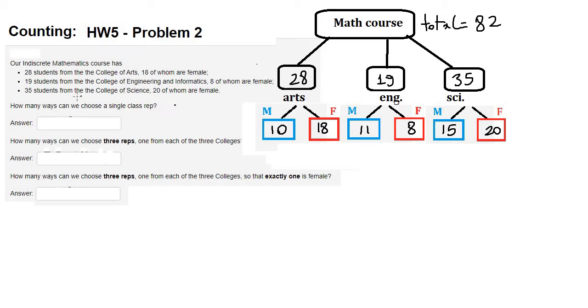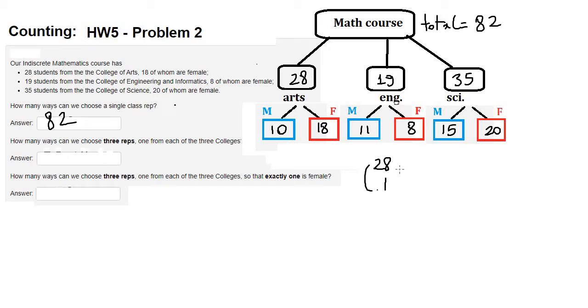Problem number 2. In our discrete mathematics course, there are 28 students from College of Arts, 19 students from the College of Engineering, and 35 students from the College of Science. And male-female distribution is given in the chart. Again, you start by making your chart. How many ways can we choose a single class representative? We are picking a single class representative from the total math course, because that total students are making one course total students. So it is 82. Answer is 82.